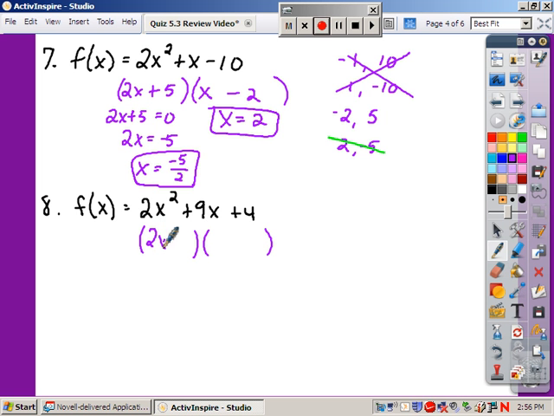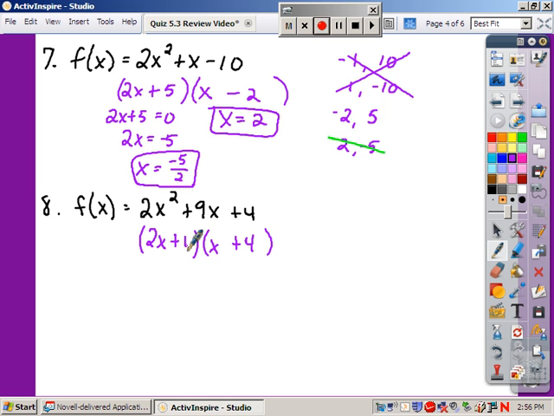Let's put a 2x here and an x here. Okay, so now I need two numbers to multiply to give me 4. And then I somehow have to get 9 out of it. Well, just on a guess, I'm thinking that I might need to multiply this 2x by a 4. So there's a 4 here, and I'm going to put a 1 here.